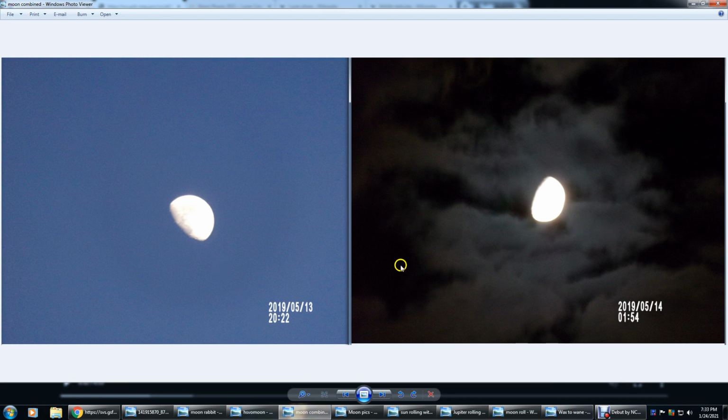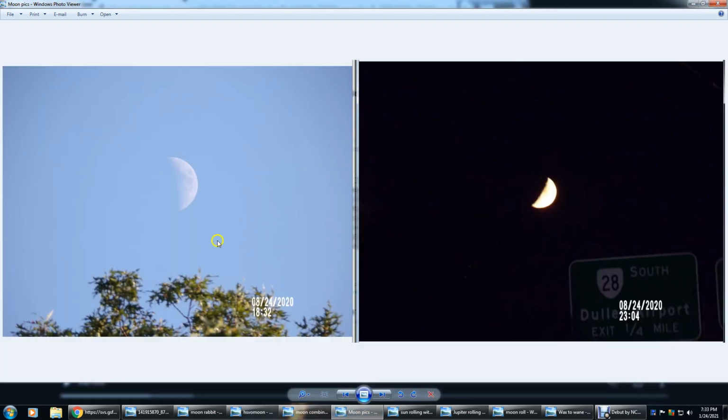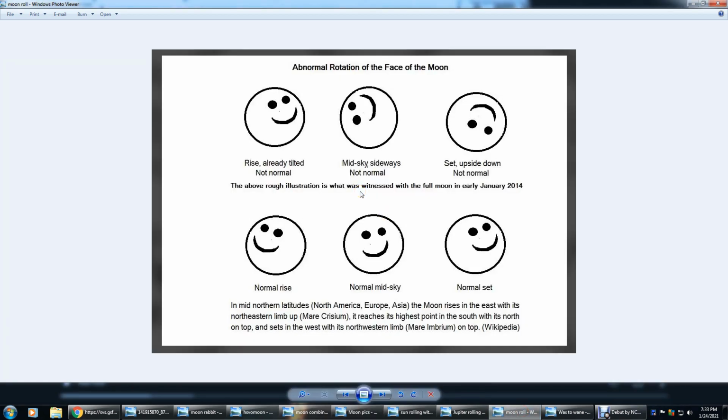All right, now we have the moon rotating at about 15 degrees an hour here in these photos. And these I took more recently back last summer. This happens every night. Now, this is a diagram that was made. Down here it's just a drawing to interpret what the moon should be doing, on the bottom, these three. Now what we are seeing is this, the face of the moon rolling.